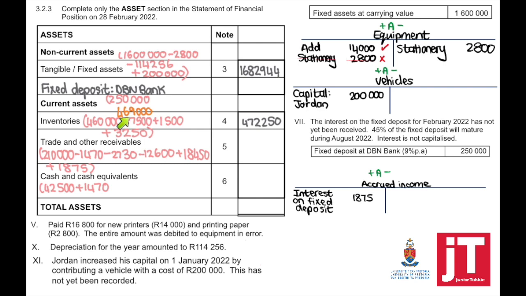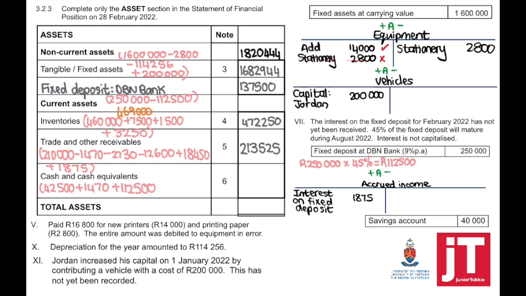45% of the fixed deposit will mature in the next 12 months, because August 2022 is in the next 12 months. Whatever will mature must be taken out of your non-current and shown as part of your cash and cash equivalents. 250,000 times 45% means minus 112,500, and that will be added to the cash and cash equivalents. So the total for our fixed deposit is 137,500. Our next step, now we can calculate our total non-current assets, which consist out of fixed deposit plus tangible assets.